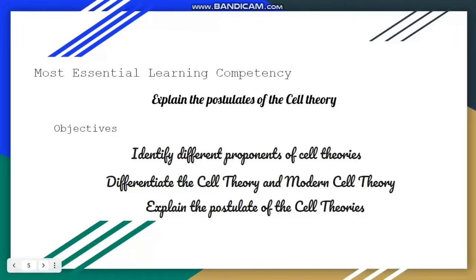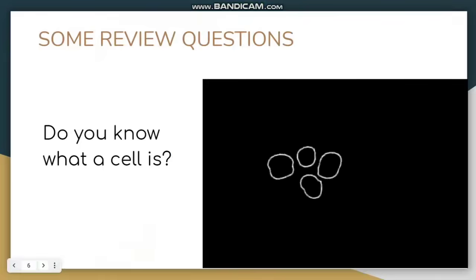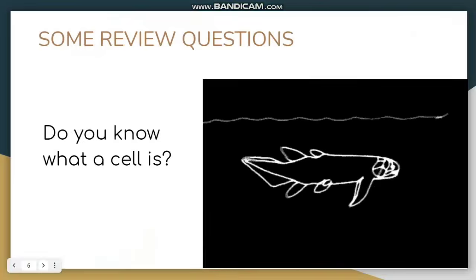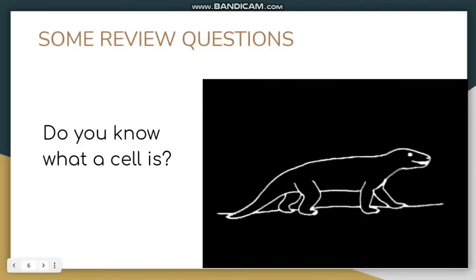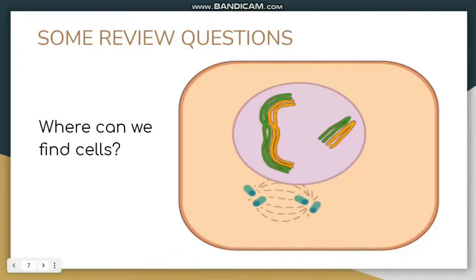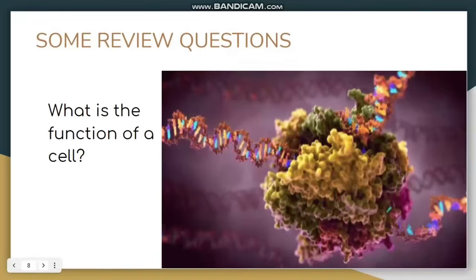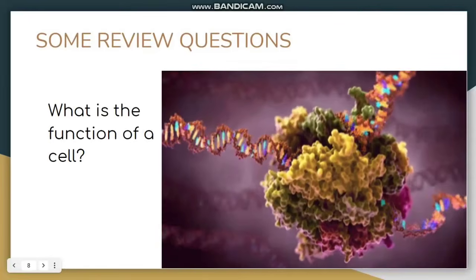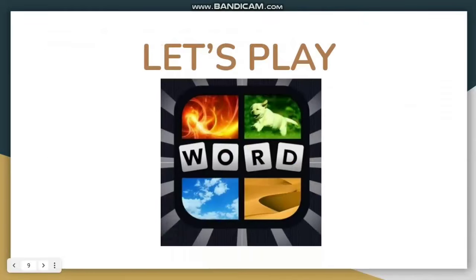Second, you have to differentiate the cell theory and modern cell theory. And you have to explain the postulate of the cell theories. Let us answer a few questions to help us remind of our previous knowledge on the matter. Number 1. Do you know what is a cell? Number 2, where can we find cells? And number 3, what is the function of the cell?